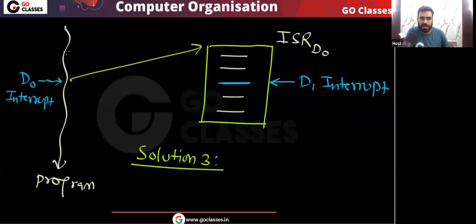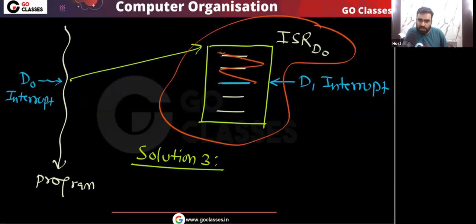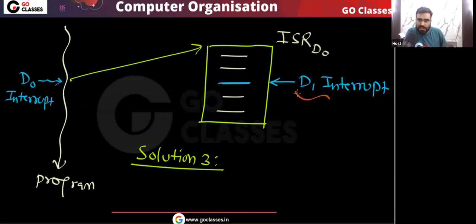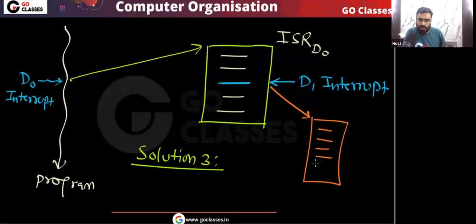See, very simple point. Let's assume the CPU is executing this program and this interrupt is coming from device D0. Now what will the CPU do? The CPU will save this program and run the ISR for D0. Now remember, during the execution of this ISR, if some interrupt is coming, and this D1 interrupt is a higher priority interrupt than D0, then we will service it.